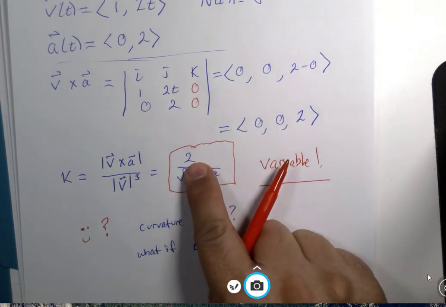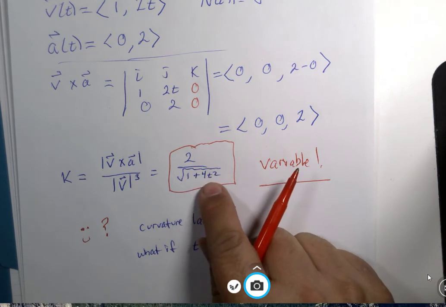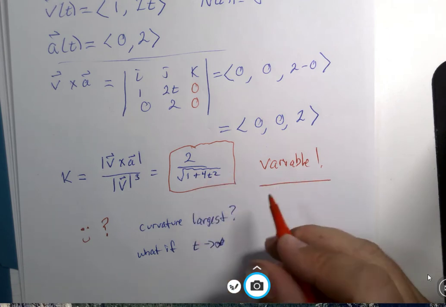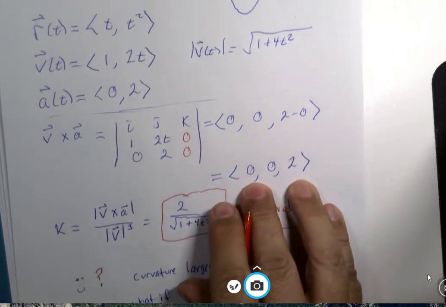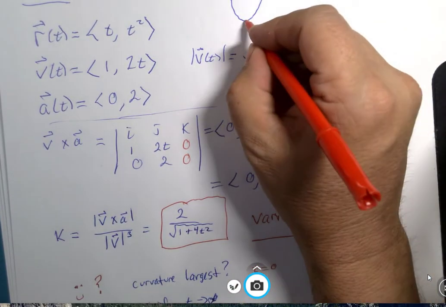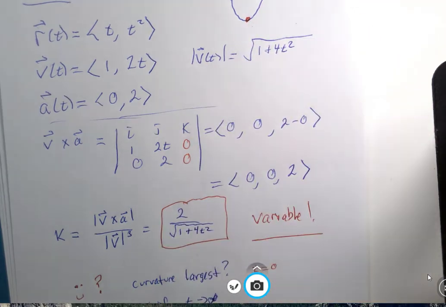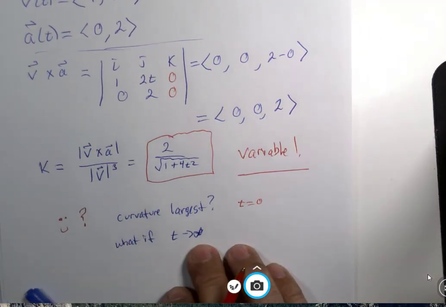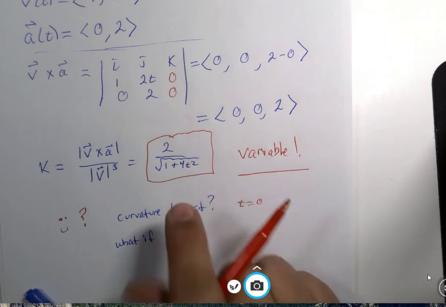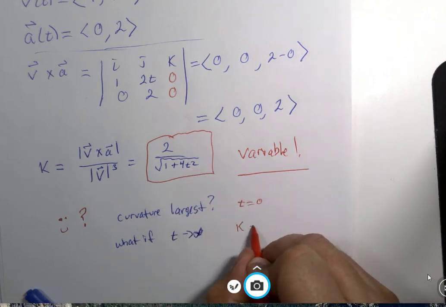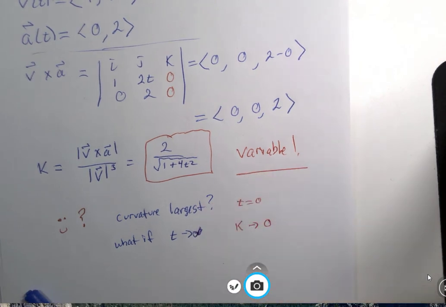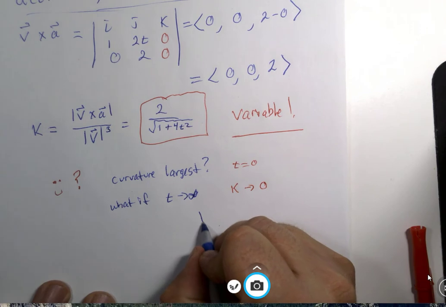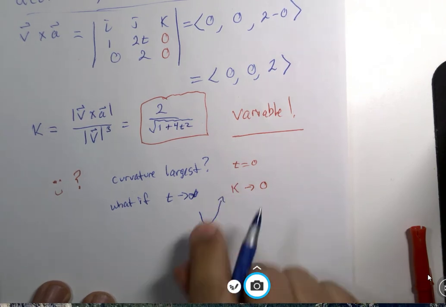The numerator never changes. If the denominator gets bigger, the fraction will get smaller. So your curvature will be largest when t is 0, which happens to be at the vertex. And what if t goes to infinity? I think you will find that this fraction approaches 0 as t goes to infinity, and that's simply just saying that the parabola gets straighter and straighter the farther out that you go.